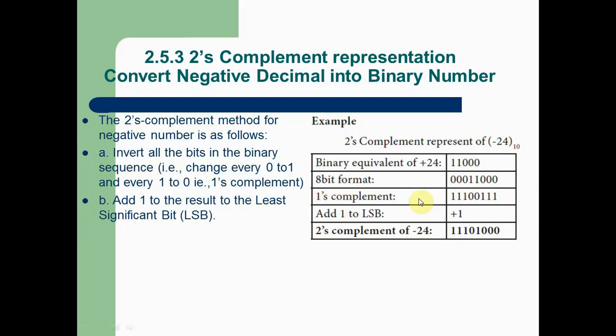After that, invert all the bits, that is, 0 is converted into 1 and 1 is converted into 0. Then add 1 at the LSB. So you should add this binary one's complement number with 1, and we will get the result.